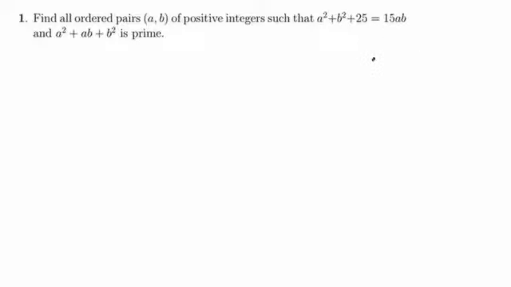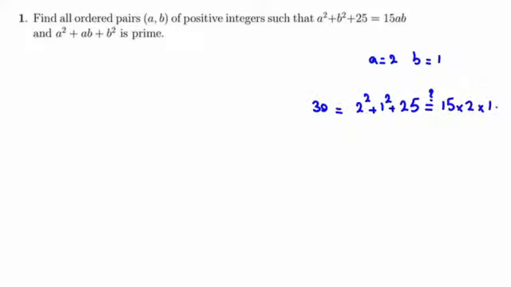But for example, if a = 2, b = 1, or vice versa, the right side is 30, and the left side is also 30. Let's check. So first, we see 2 squared plus 1 squared plus 25, and we should check whether it equals 15ab, which is 15 times 2 times 1. This is 4 plus 1 plus 25, which is 30, and this part is 30. So the assumption is satisfied. And let's see, is it prime? 2 squared plus 2 times 1 plus 1 squared is 4 plus 2 plus 1, which is 7.